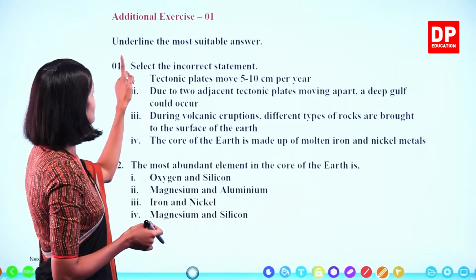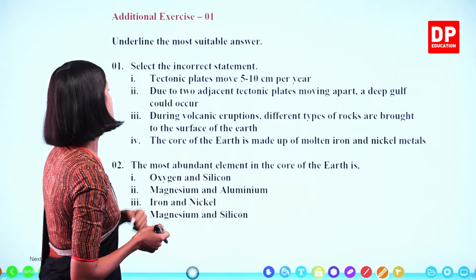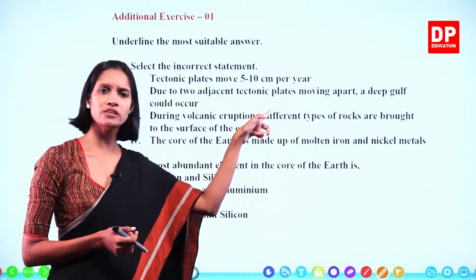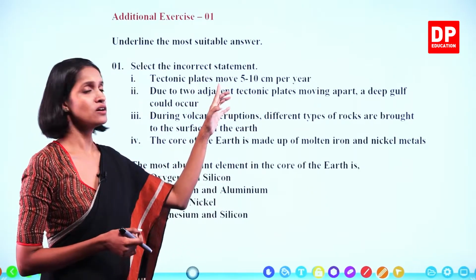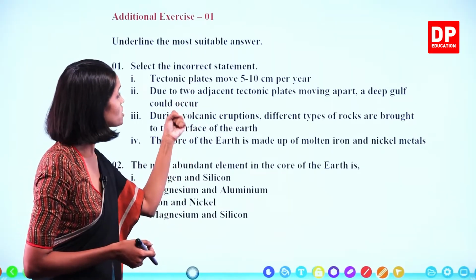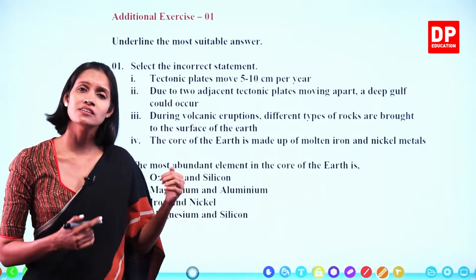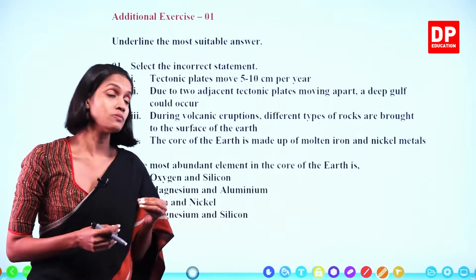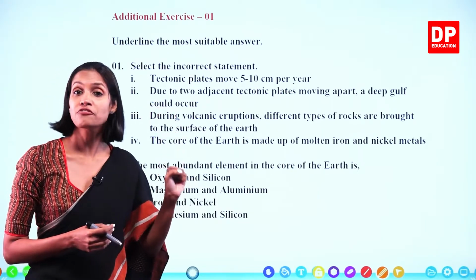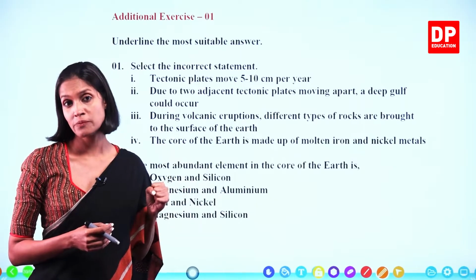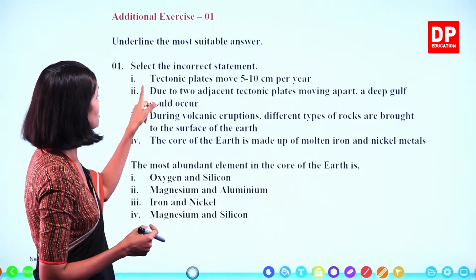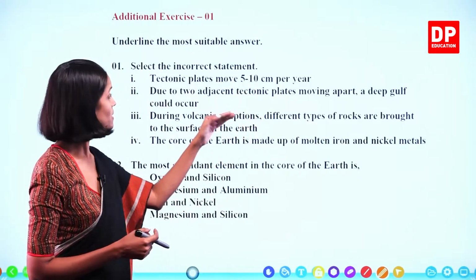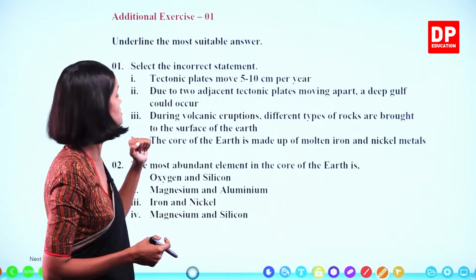Right. Select the incorrect statement. Tectonic plates move 5 to 10 centimeters per year. Is this correct, children? How much does it move per year? About 1 to 2 centimeters, right? Because it moves only that much, we can't feel the movement of the tectonic plates, okay? So tectonic plates move 5 to 10 centimeters per year is not correct. But we are going to read all the other answers, right?